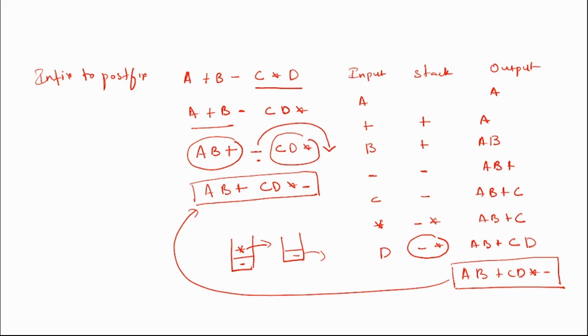We will move on to the next expression. Again, this is infix to postfix. We'll write the expression a little more complex one. A star B plus, in the bracket I'll say C by D minus E.